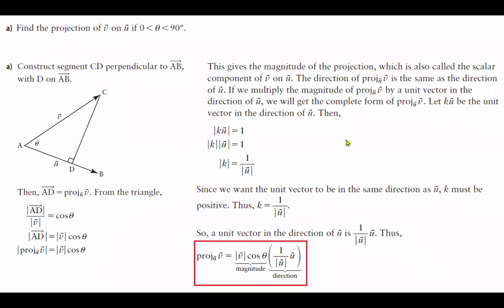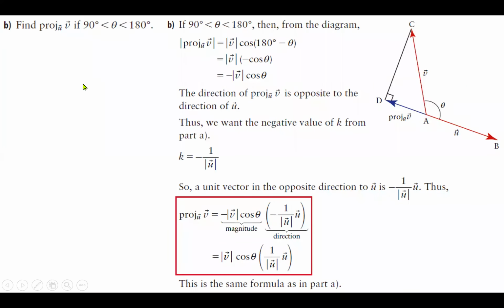Okay, have you finished? Then let's have a look at question B. So the method is similar, right? From the diagram, we know the projection of vector v on vector u is the magnitude of vector v times cosine 180 degrees minus theta. And according to the trigonometric identities, this gives us the magnitude of the projection is negative the magnitude of vector v times cosine theta. The direction of the projection is opposite to the direction of vector u.